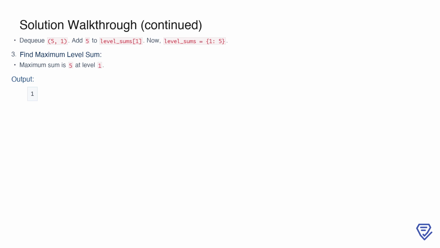At level 1, we dequeue the root node, add its value to the sum for level 1, and update level_sums to 1, 5. Since there are no other nodes to process, we directly find the maximum sum. The highest sum is 5 at level 1, so the output is 1. This example highlights how the algorithm handles edge cases like a single node tree effectively.